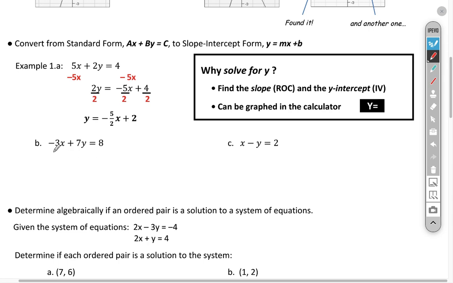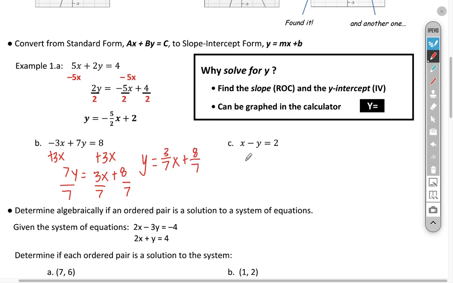First, we're going to add 3x to both sides. Remember, we're doing our order of operations backwards. We have 7y equals 3x plus 8, and we divide by 7. The best way for me to keep all of my fractions in line is to divide each individual part instead of dividing the whole right side by 7. So we have y equals 3 over 7 x, because we can't divide that, and we also can't divide 8 by 7, so we leave both as fractions. And that is our answer.